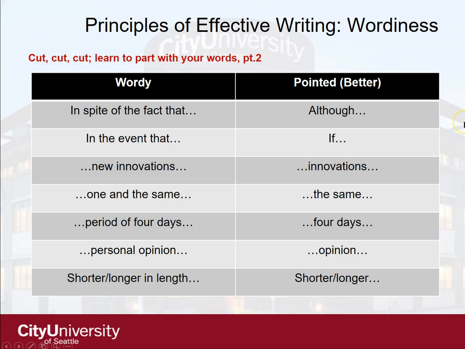Okay, wordiness is another thing. Again, in cutting your paper, wordiness: in spite of the fact that, you can just use although. In the event that, just use if. What about new innovations? Well, innovations are always new, so just use the word innovations. The results were one and the same. Well, the results were the same. Period of 4 days, shrink it down to 4 days. Personal opinion, well, opinion's always personal, so just make it opinion. Shorter and longer in length, well, shorter, longer. You don't have to say in length. Simplifying, keeping things in phrasing simple. Wordiness, it's a skill to develop.